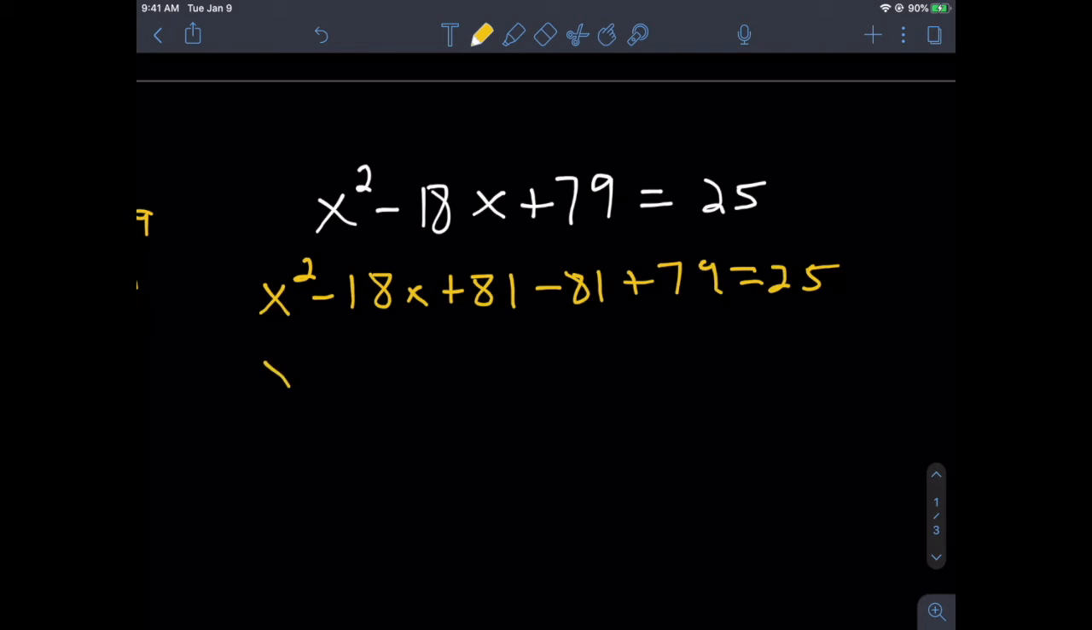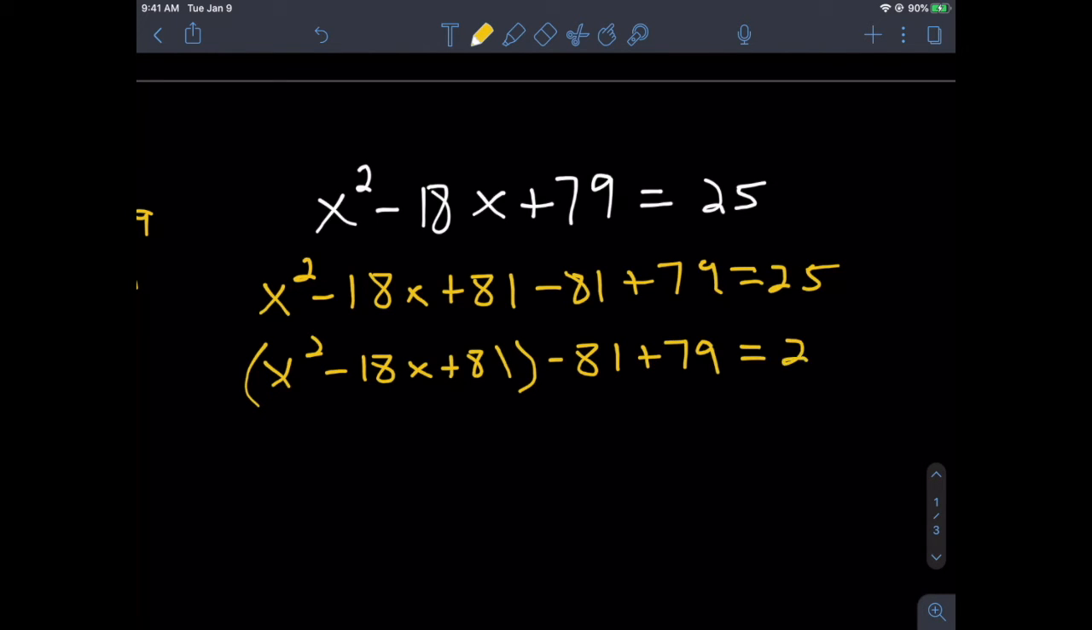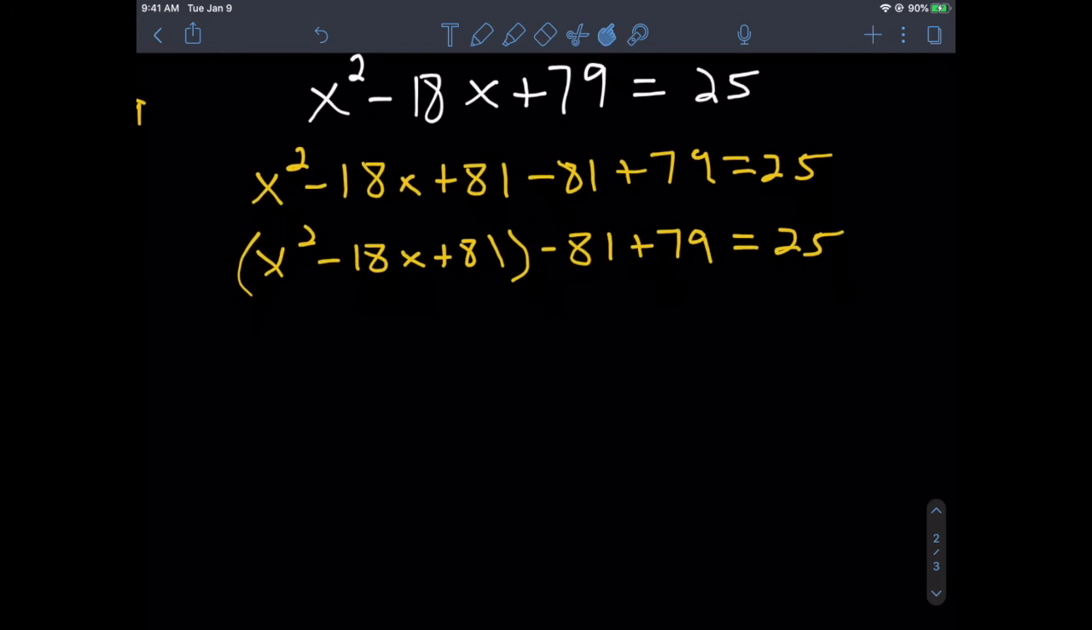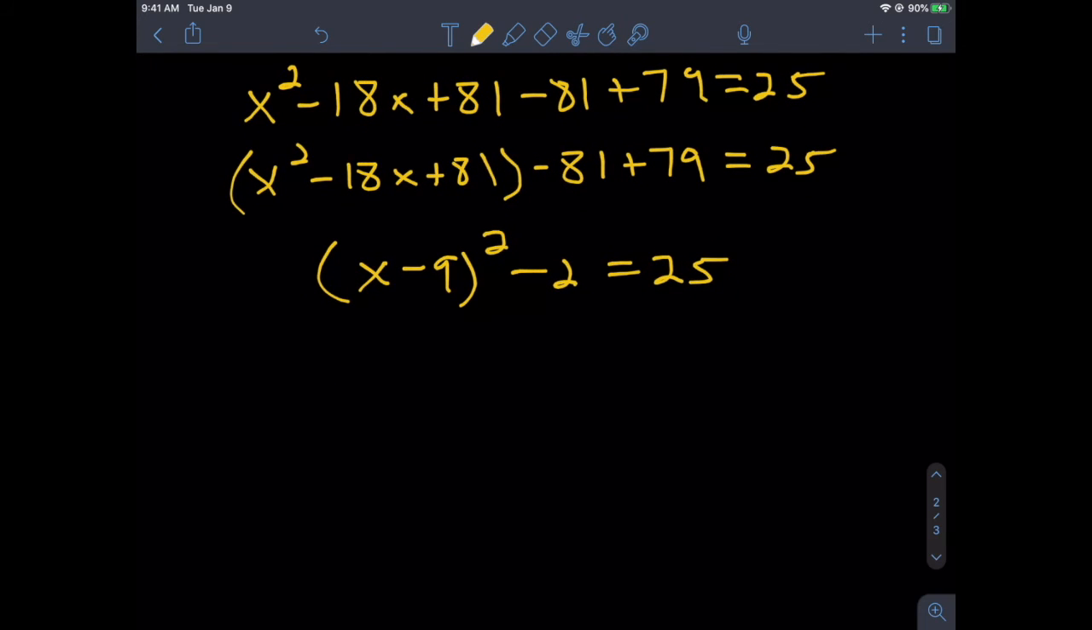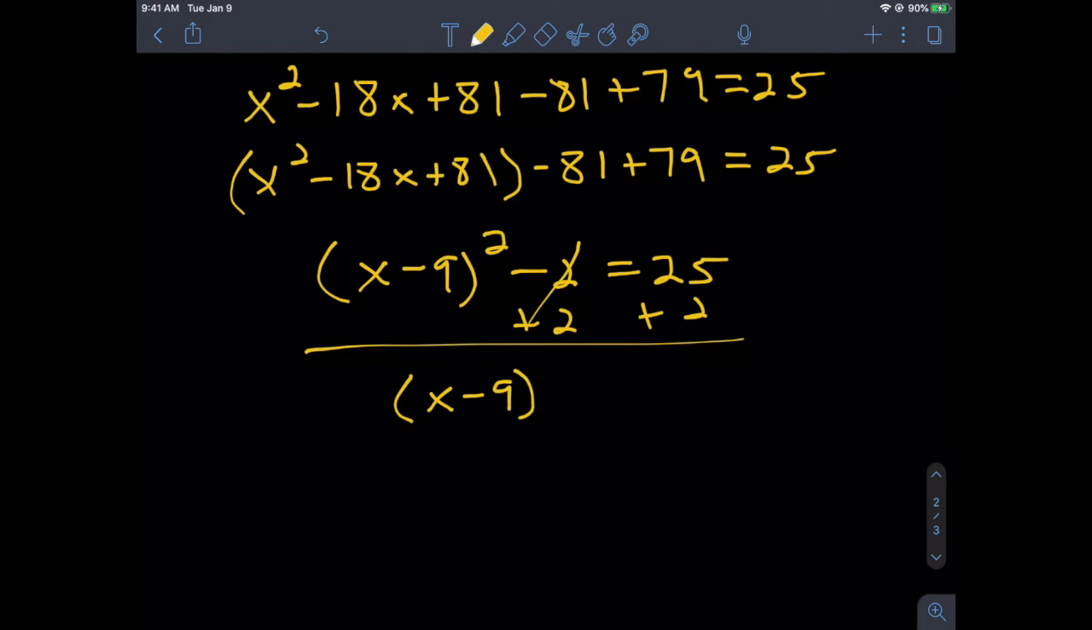We'll group again to showcase our perfect square trinomial. This is x squared minus 18x plus 81, there it is, minus the 81 plus the 79 and all the rest of the equation here. Now we're going to factor that perfect square trinomial. This becomes x minus 9 squared. We'll do our subtraction here. Negative 81 and 79 is negative 2. And now we're going to add the 2 to both sides because we want to get the x minus 9 squared all by itself. This gives us x minus 9 squared equals 27.